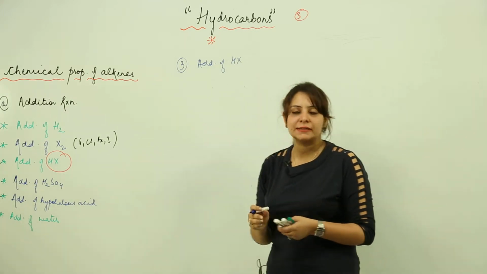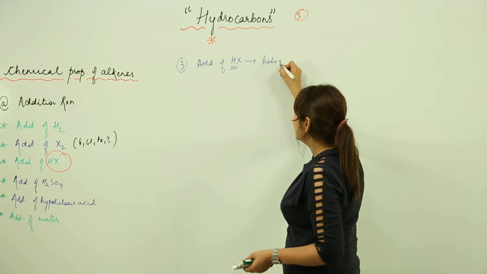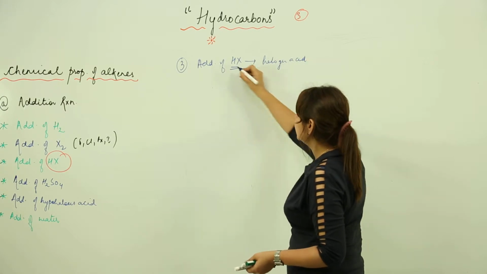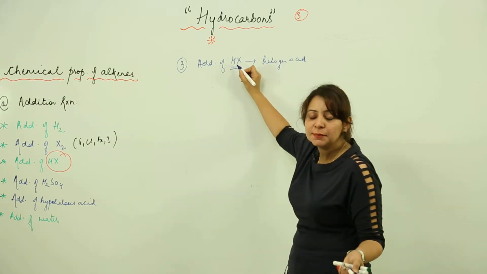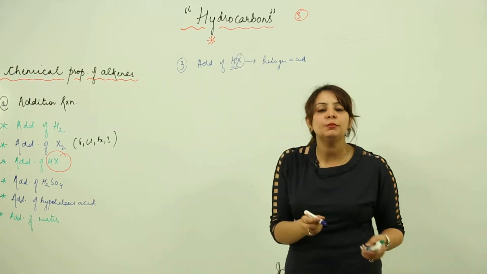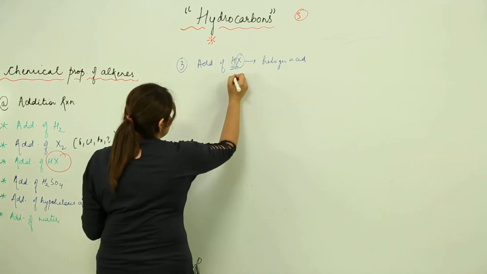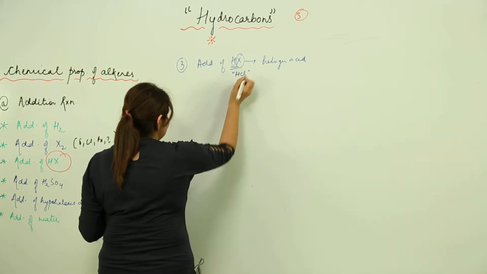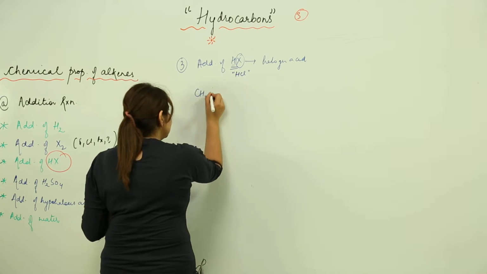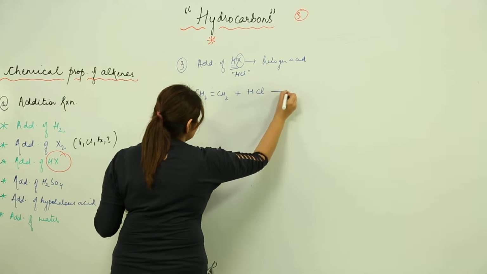What is HX? HX is a halogen acid. This is an acid, obviously, since any substance which possesses H is an acid, and X refers to fluorine, chlorine, bromine, iodine, that means it is a halogen acid. So let's take an example, HX as HCl. This is my ethene, I am going to add HCl to it.